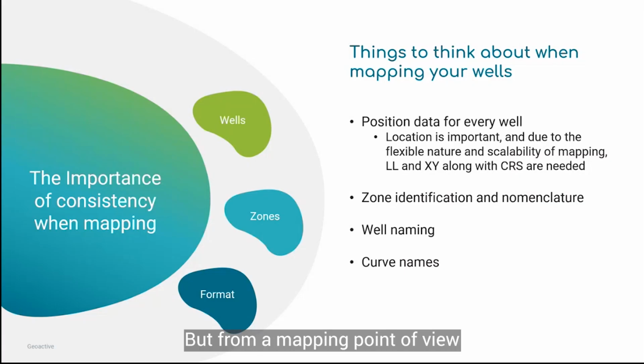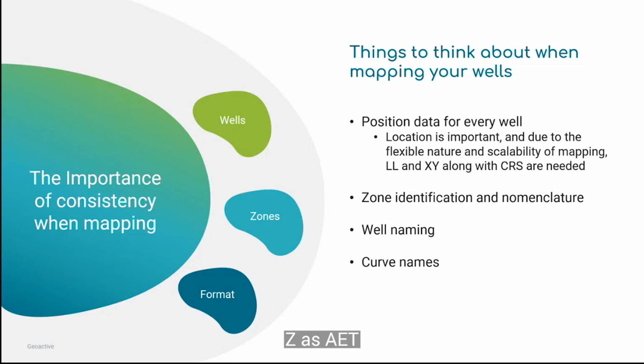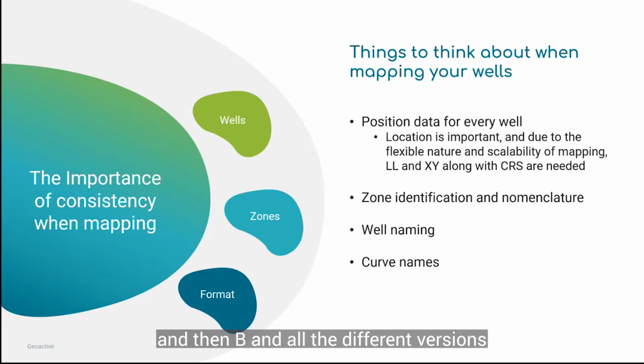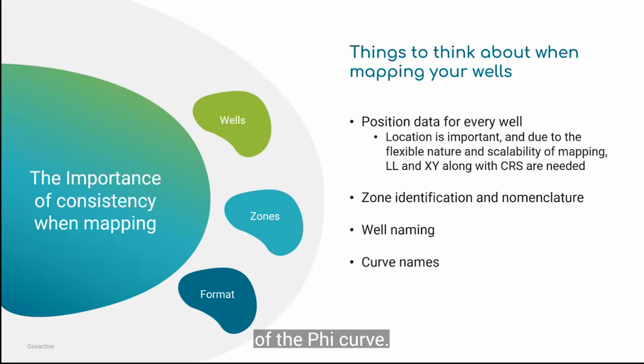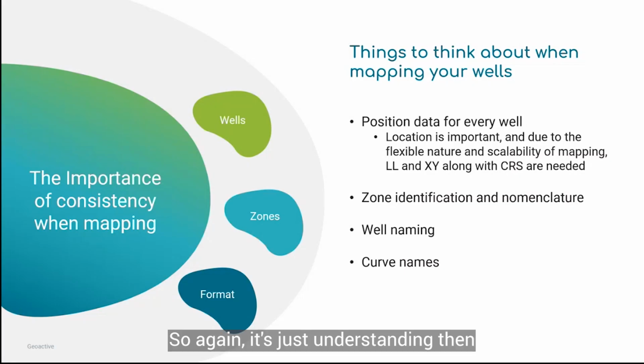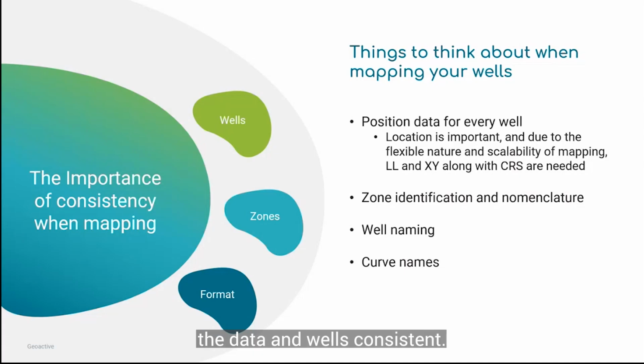But from a mapping point of view, right now, we don't say Z is A, E, T, and then B, and all the different versions of the phi curve. It has to be consistent. So again, it's just understanding the importance of making the data and wells consistent. And it's a nice best practice, if I'm honest, for any of your well data to go through that and set your final phi curves. Brilliant, that's the one to use.